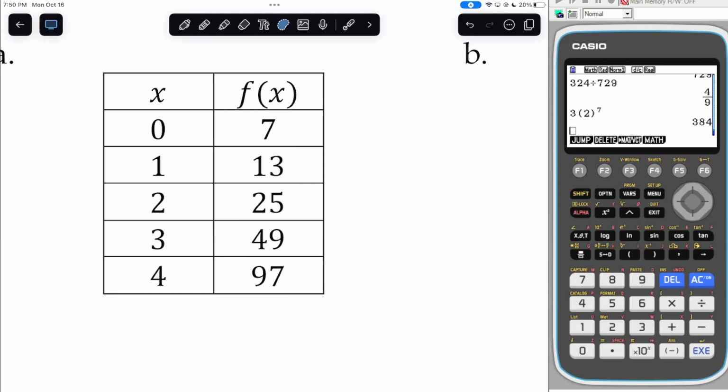So let's go and subtract. All right, let's say we subtract by 1. Notice when we do this that we get 6, 12, 24, 48, and 98. And if you compare the new output values, from one number to the next, it is perfectly multiplying by a whole number, right? In this case, multiplying by 2 each time.